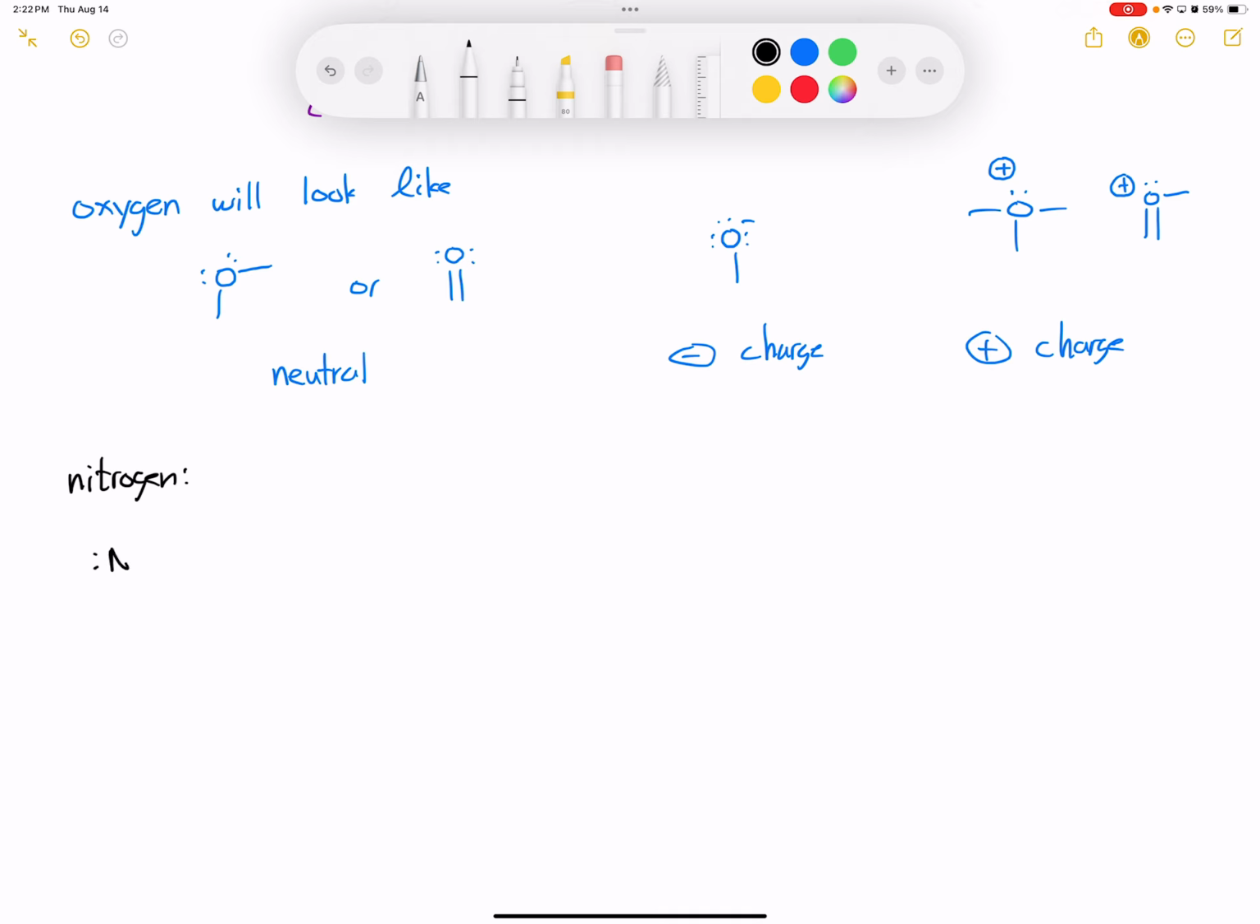So nitrogen, the fully neutral form, 3 bonds to nitrogen, or nitrogen and a double bond, lone pair, or nitrogen with just a lone pair and a triple bond. Okay, so all these forms are neutral. And then for charged species, so here you can have it as charged. So I just put charged down here.